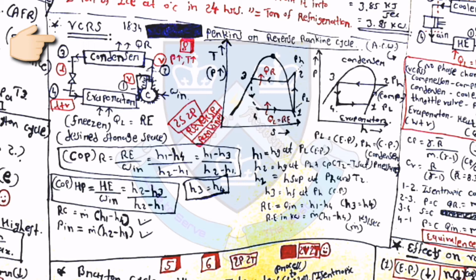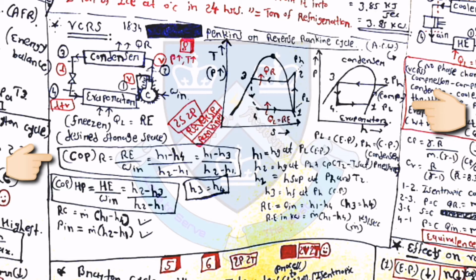So in the VCRS, 4 components are there. First one is the compressor, then evaporator, then throttling valve, and then condenser. So the TS diagram and PH diagram for the VCRS system are there. You can take a screenshot because this is a very important cycle for the examination.